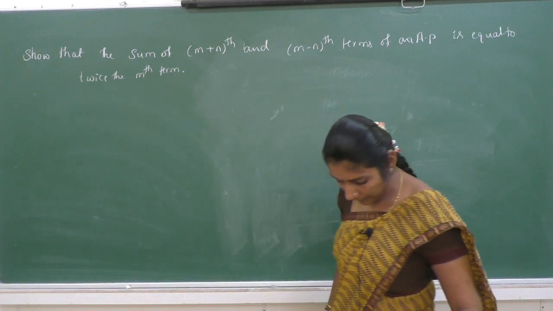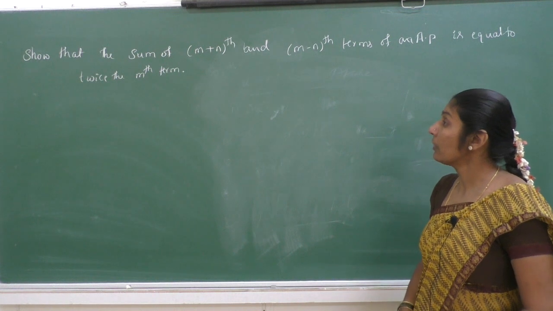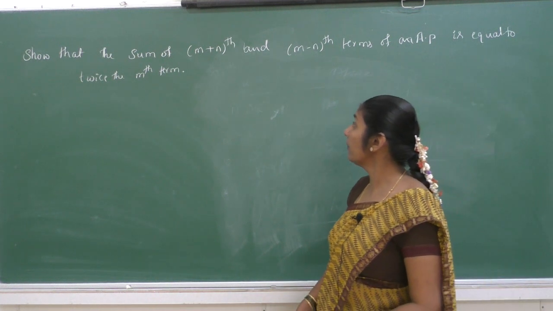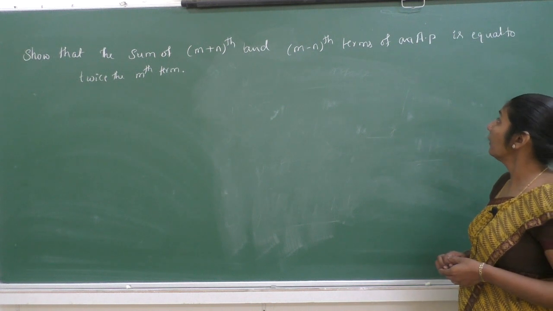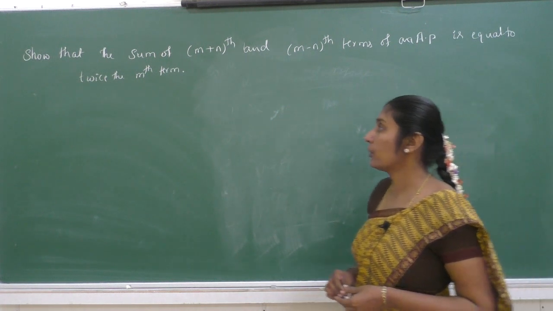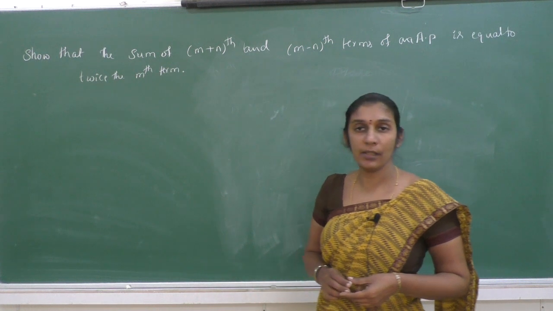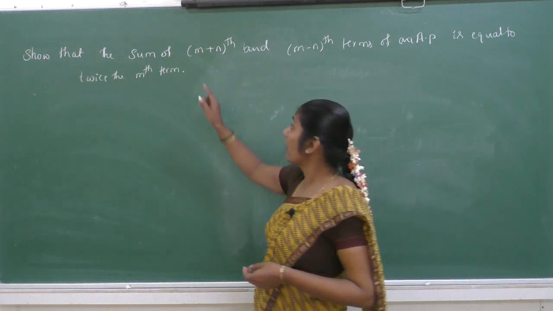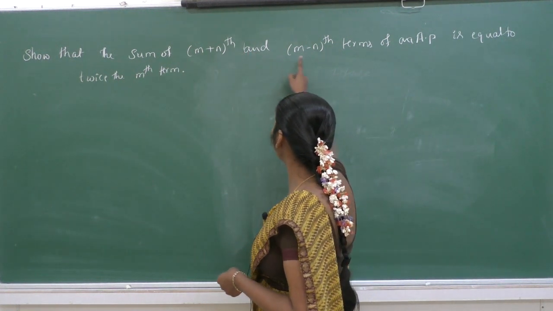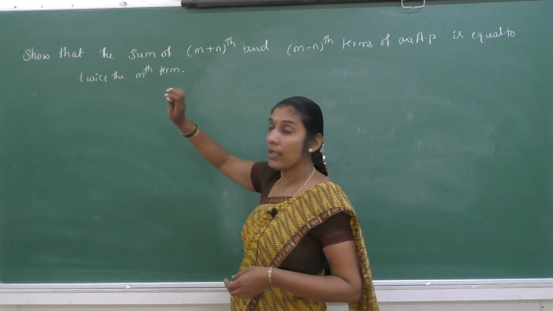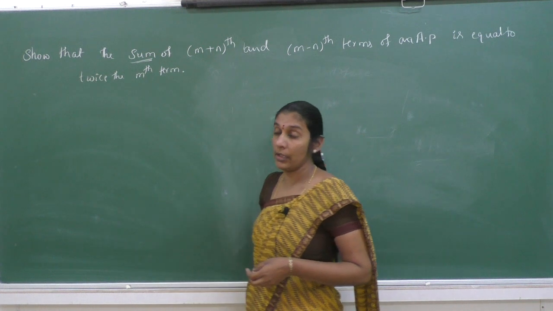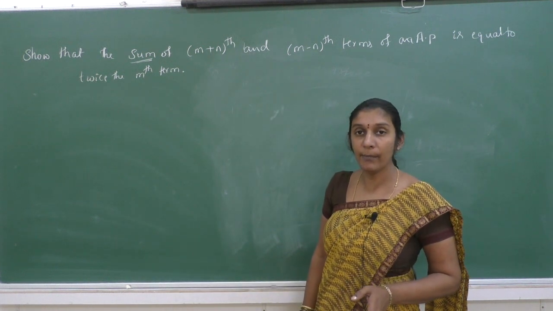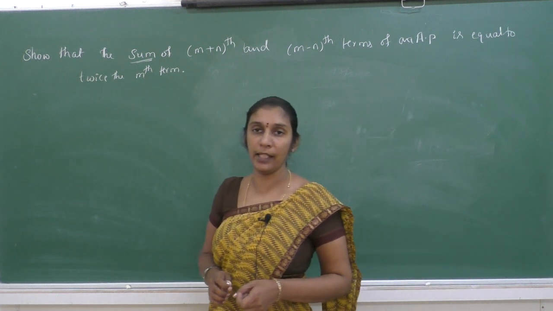So, what they have given? Show that the sum of m plus nth and m minus nth terms of an AP is equal to twice the mth term ಅಂತ ಹೇಳಿದ್ದಾರೆ. Sum of m plus nth and m minus nth. Sum ಅಂದ ತಕ್ಷಣ don't go for sn. Sum ಅಂದರೆ addition of two terms ಅಂತ ಅರ್ಥ ಇಲ್ಲಿ.